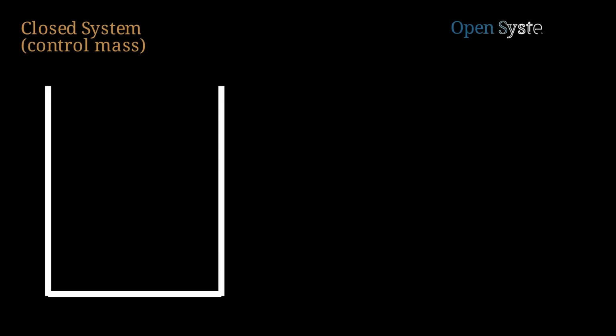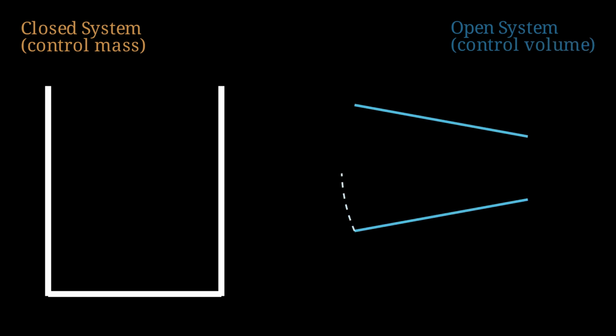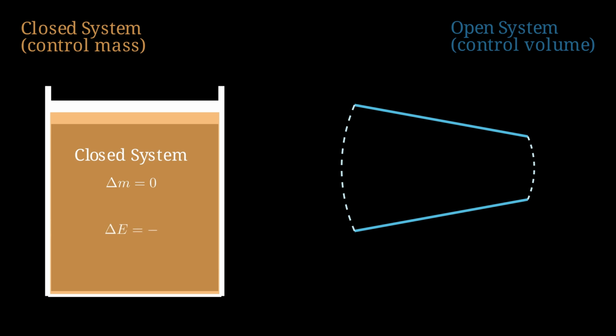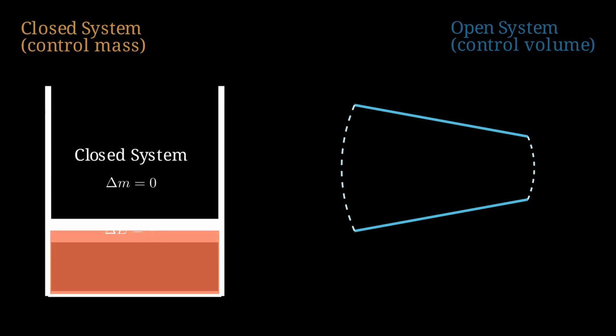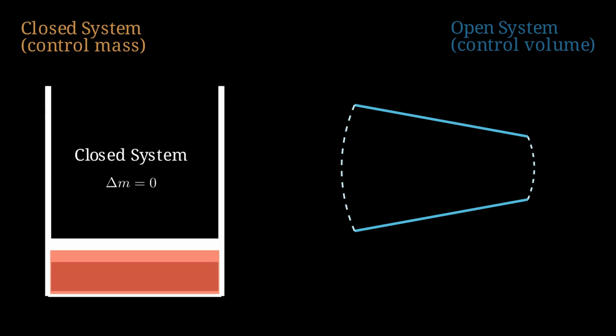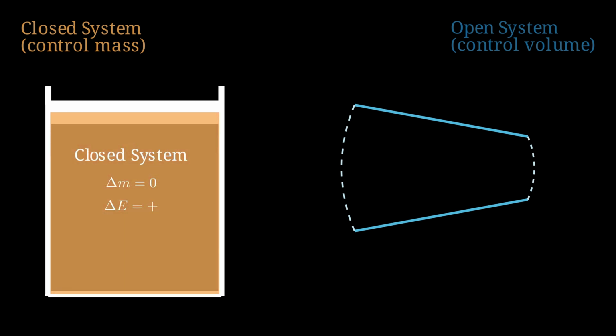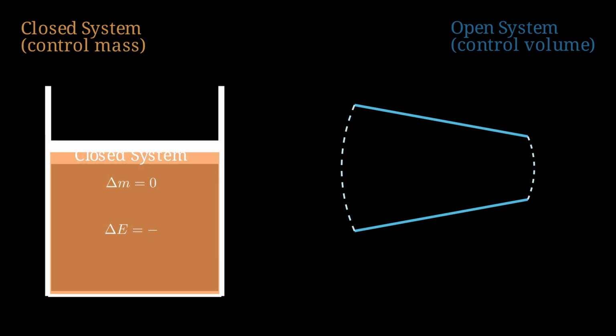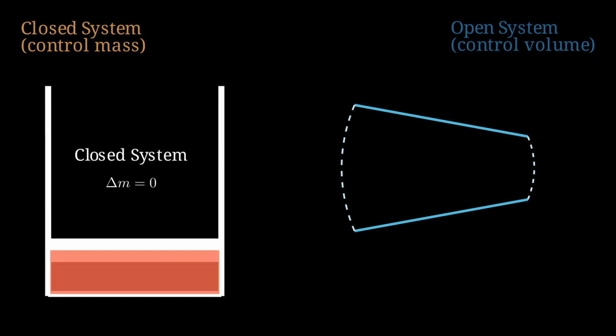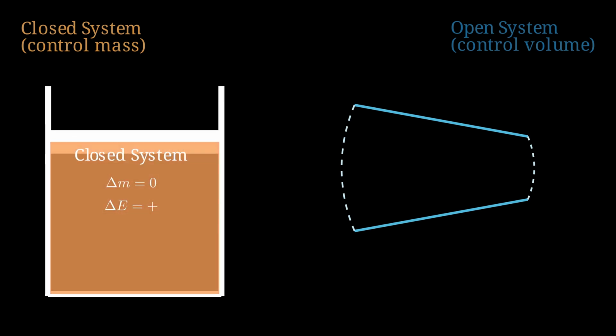There are two main systems in thermodynamics, closed system and open system. A closed system doesn't let mass cross its boundaries, but energy can move freely. Imagine a gas trapped in a cylinder by a moving piston. The gas stays inside, but the heat can enter or leave.